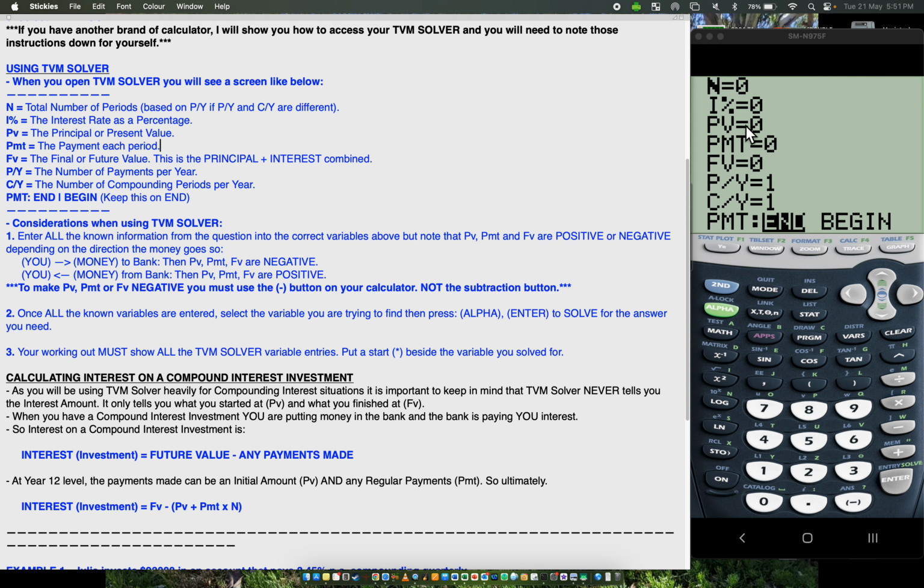PV is the principal or the present value. PMT is the payment each period. FV is the final or the future value, which is the principal and interest combined together. P/Y is the number of payments per year. C/Y is the number of compounding periods per year. And for our purposes, for SAYS, PMT and BEGIN, it must be on END. Never change it. Keep it on END.